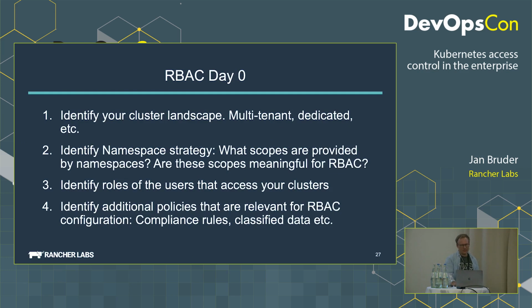So how do you start with RBAC? Besides getting familiar with all the API resources, it's identifying the landscape of your clusters in terms of clusters itself, but also namespaces. So how many clusters do you intend to manage? How do you scope clusters? For example, are you creating clusters for specific deployment stages? Or are you creating dedicated clusters for specific teams or business units?